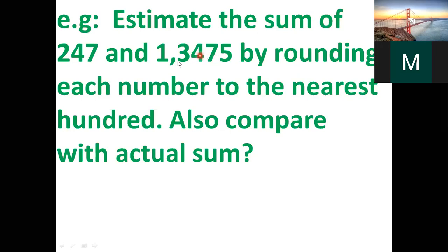Okay, so 4 is not there, the number is 1375. By rounding off each number to the nearest 100. What is the nearest 100? Also compare with the actual sum. So you can do the estimate and the actual sum, and then change by rounding off each number to the nearest 100.